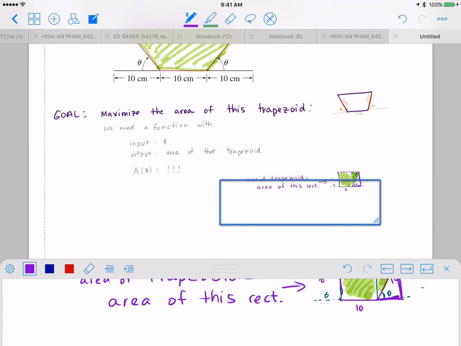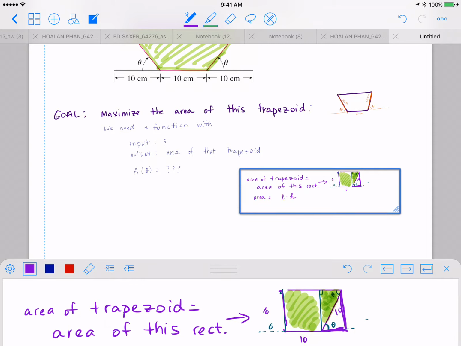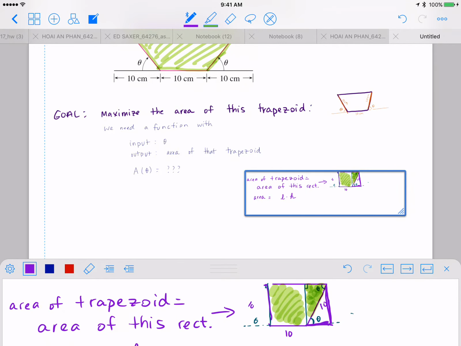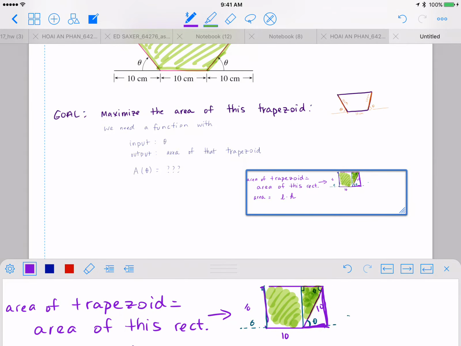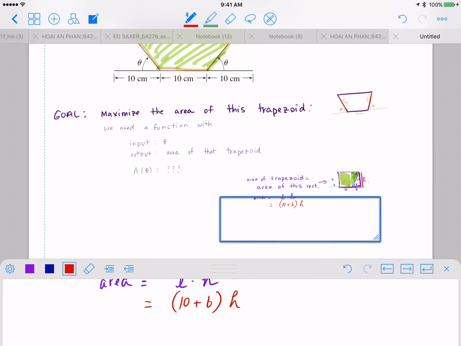Okay, and of course we know the area of the rectangle is just length times height, right? So our length, well, now we don't know what the length is. So let's see here. We've got the base of this triangle, and we've got the height of this triangle, right? So the length of our rectangle is going to be 10 plus b, and our height is h. So we'll have 10 plus b times h is equal to our area.